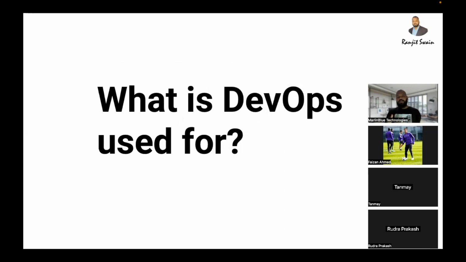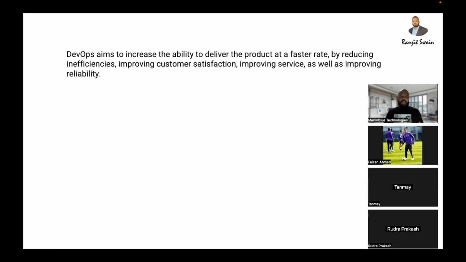Now, what is DevOps being used for? Where is it being used? DevOps aims to increase the ability to deliver the product at a faster rate by reducing inefficiencies, improving customer satisfaction, improving service, as well as improving reliability. That is the most important thing.